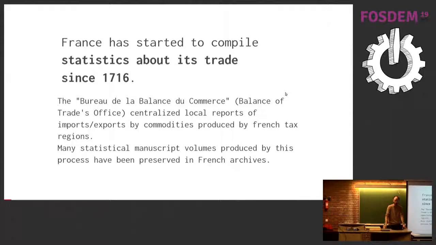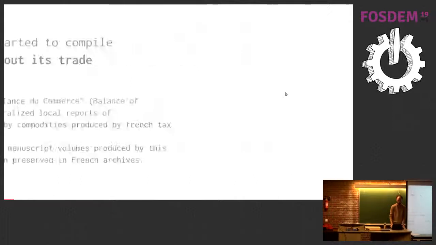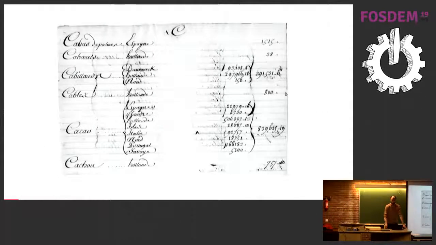Basically, in many different French archives, we can find those archival volumes, which describe trade at that time. This is what those volumes look like. It's handwritten paper. Basically, it's an account book where you have goods, products, places on earth, and we have both volumes and prices.